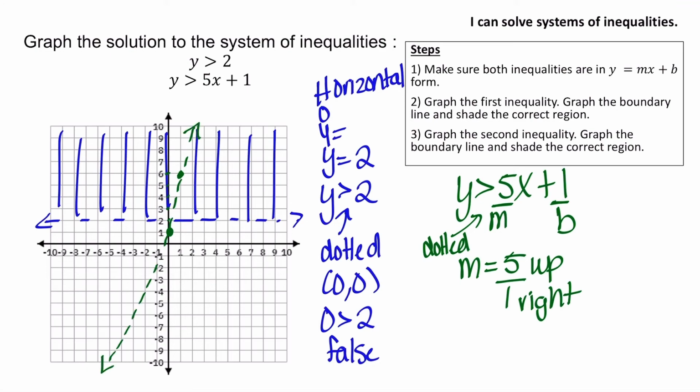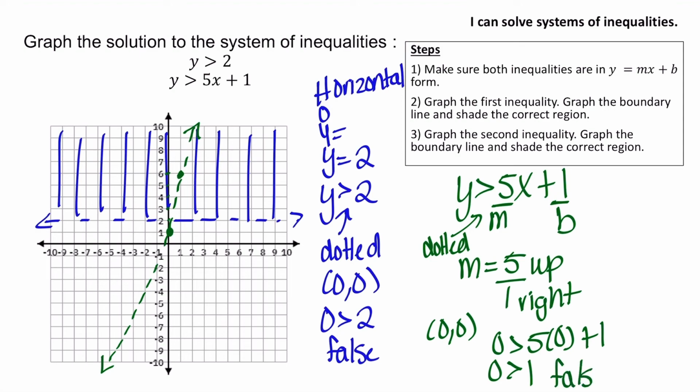And then I'm going to plug in 0, 0 as my test point. So we have 0 is greater than 5 times 0 plus 1. So we have 0 is greater than 1, which is false. So I'm going to shade away from 0, 0. So when I shade, it's going to be this side.